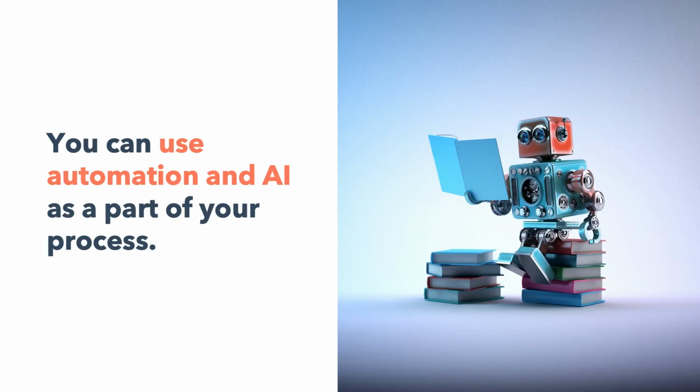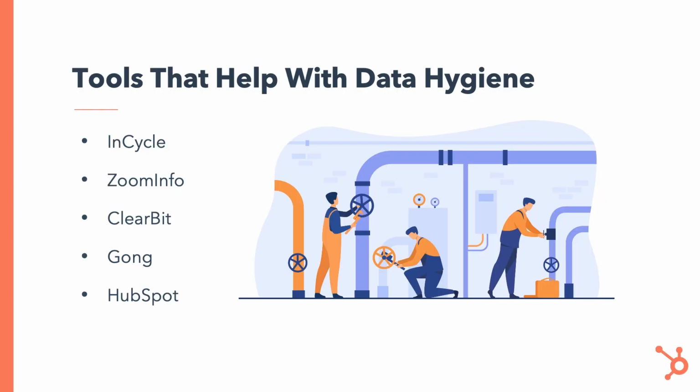You can use automation and AI as a part of your process to get there. Software from InCycle, ZoomInfo, Clearbit, Gong, and HubSpot provide tools that automatically catch and remove duplicates, auto-generate relevant company information into your contacts, and automatically process conversational data. Using AI and automation to keep your data clean, whether it's deduplicating records or auto-generating missing values, saves you time and gives you the foundation you need to build your customer-facing processes on.